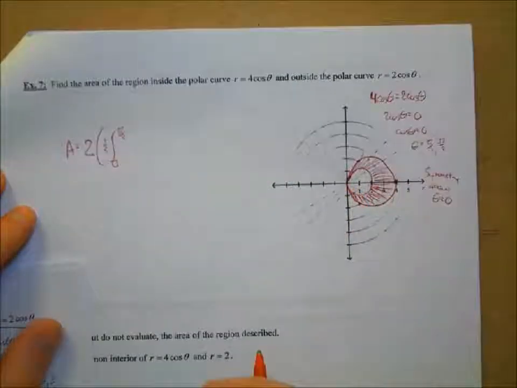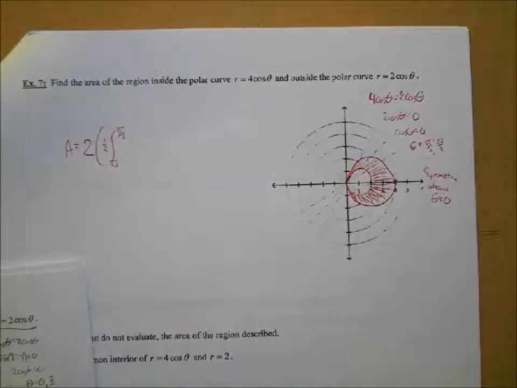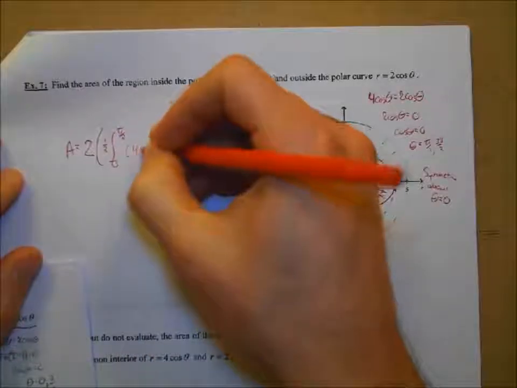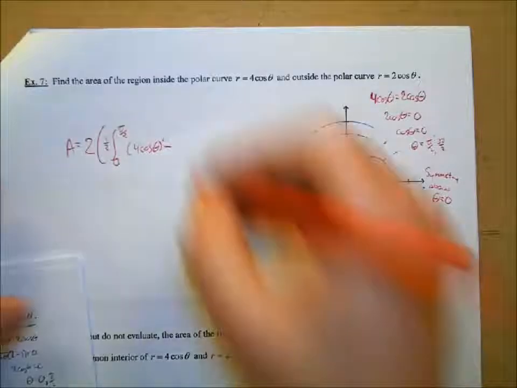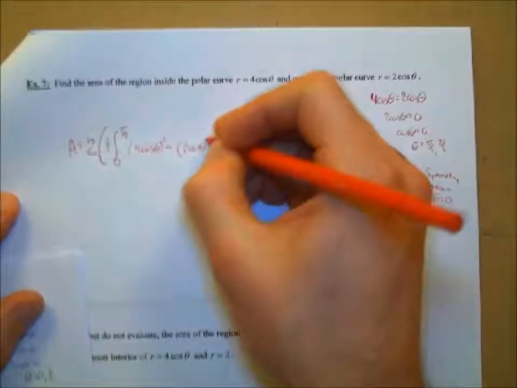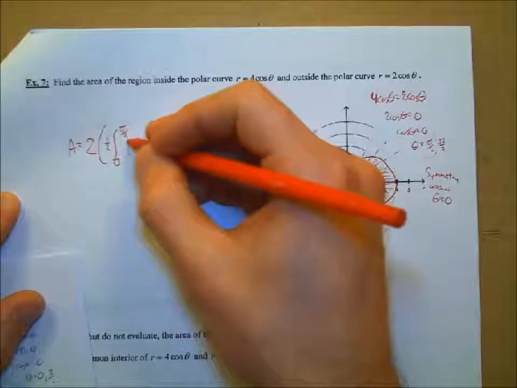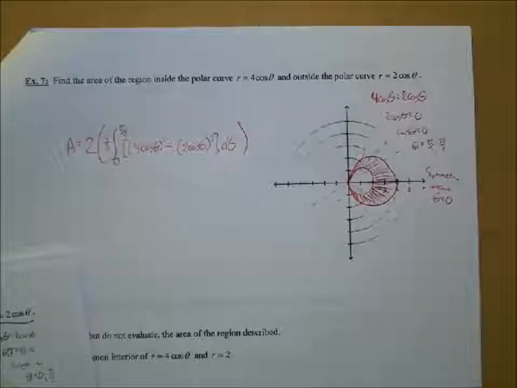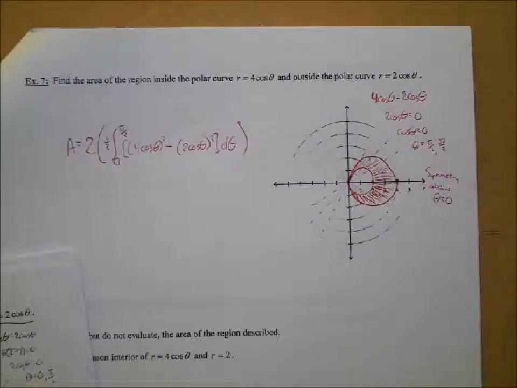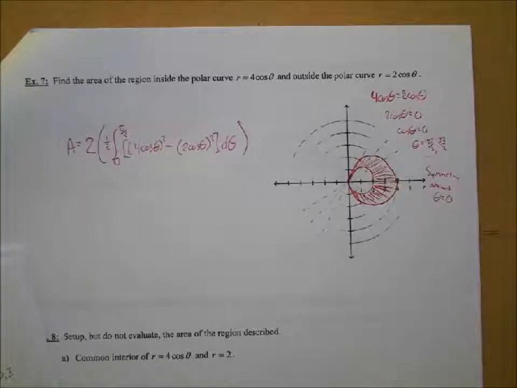Is there a curve that is always on the outside here? 4 cosine theta. So we'll do 4 cosine theta quantity squared minus, is there one that's always on the inside? Well, it's the other one, right? 2 cosine theta squared. And then again, this whole thing here, d theta. And so that utilizes symmetry there. All right, questions on any of that?